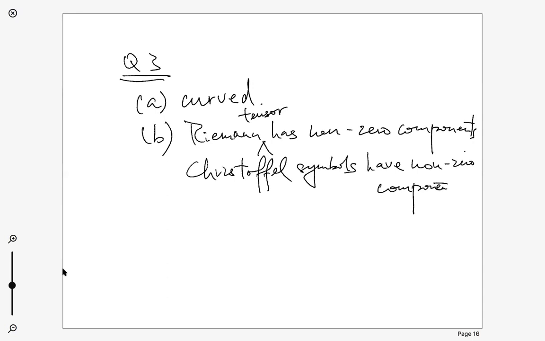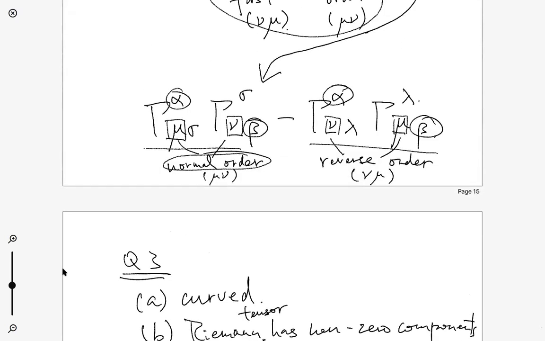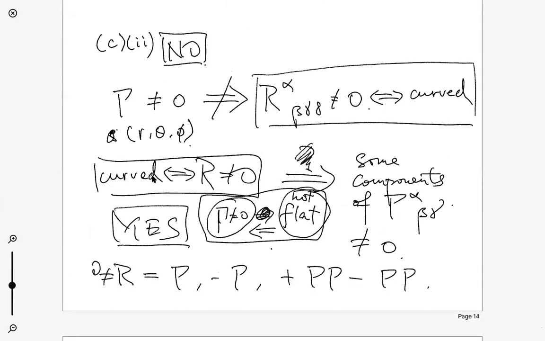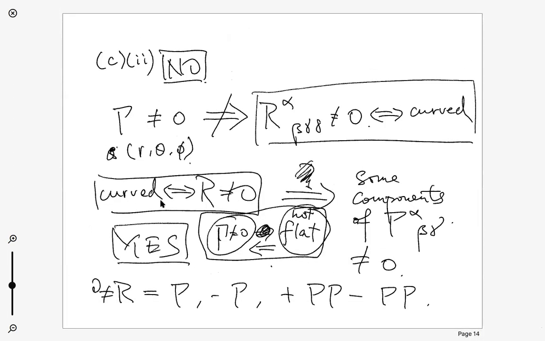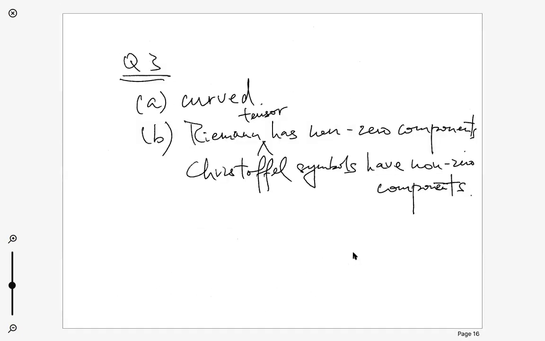And actually, this can be easily deduced from what we have just discussed, right? Because now we are dealing with a curved space. And we just discussed that a curved space implies that the Riemann tensor is non-zero. And it also implies that some components of the Christoffel symbol are non-zero. So this is just a review of what we have discussed.